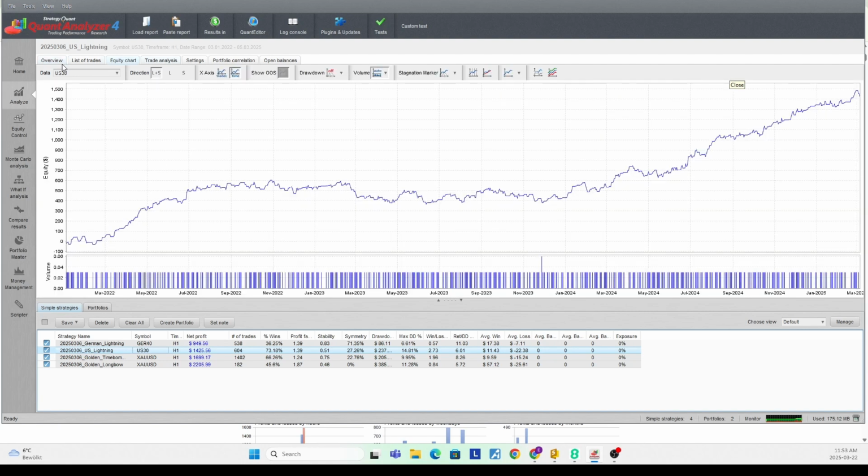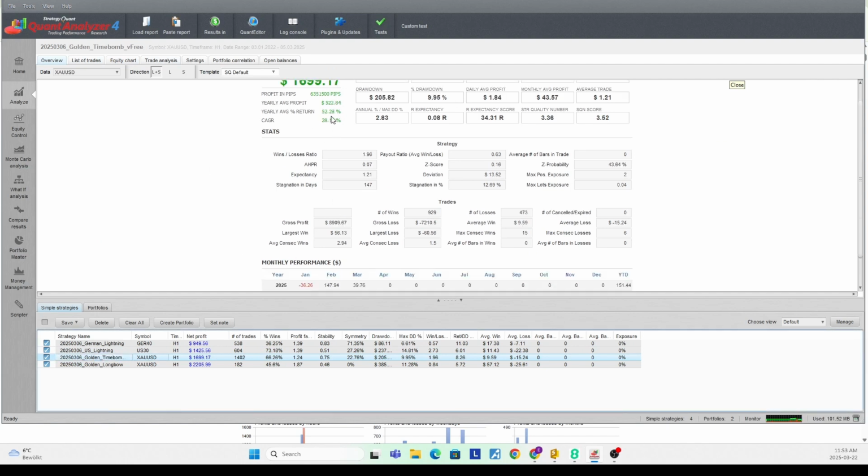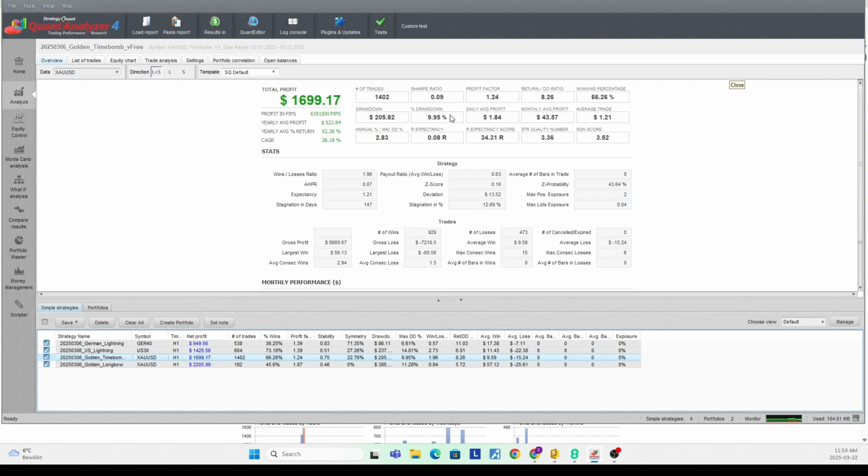You can see the equity chart right here. And finally, we can go to our free Golden Time Bomb Expert Advisor with around a 52% annual return with a 9.95% drawdown. But now what I really want to show you guys, and pay attention to this part because it's really amazing, is if we combine the bots together, what happens? And if we build a portfolio, what happens, right?